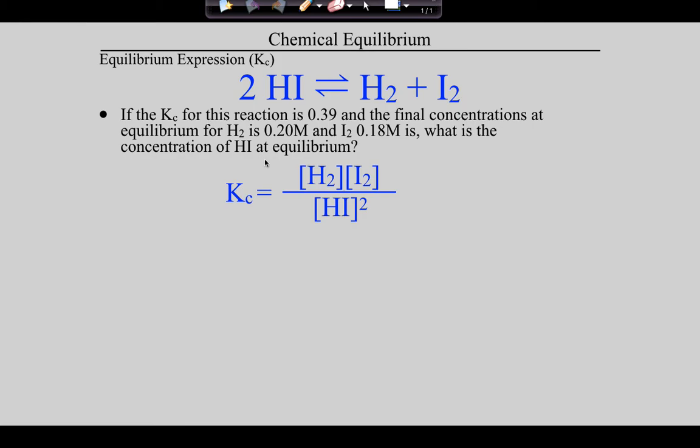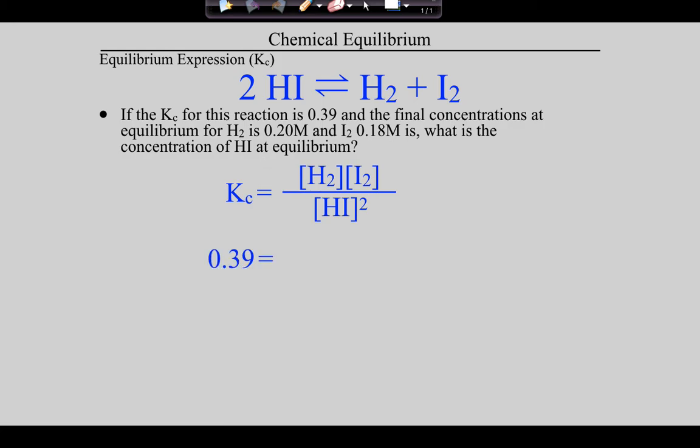What does that tell you, that the Kc is 0.39? Which will there be more of, products or reactants? Reactants, right? The denominator is bigger. Those are the reactants. That means that this is a decimal smaller than 1. Let's keep going. So, guys, for this reaction, it's 0.39, and the final concentrations of H2 and I2 are these. What is the concentration of HI?